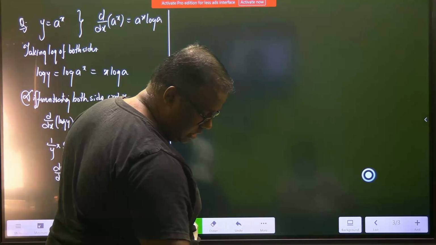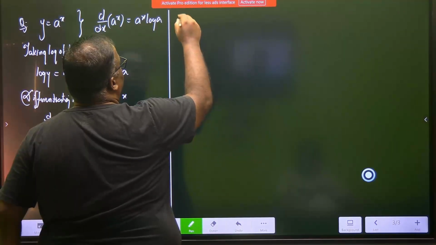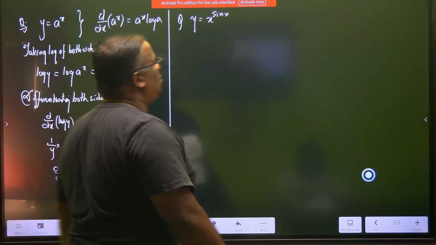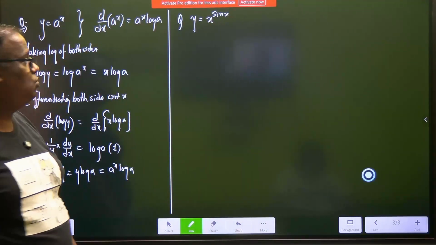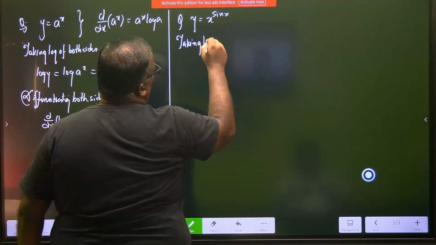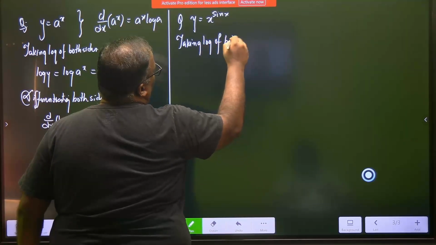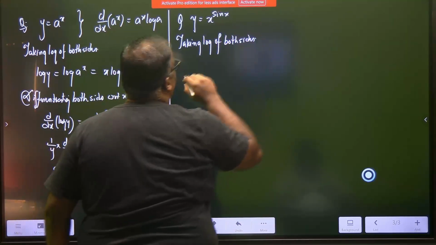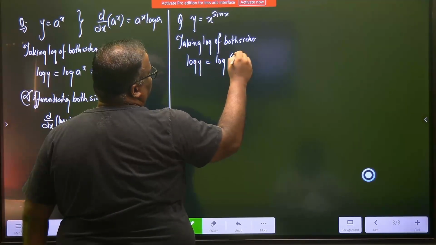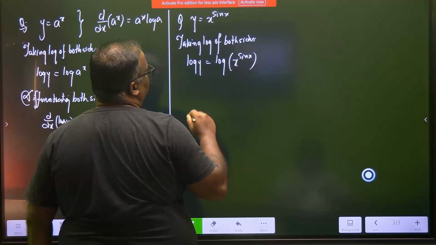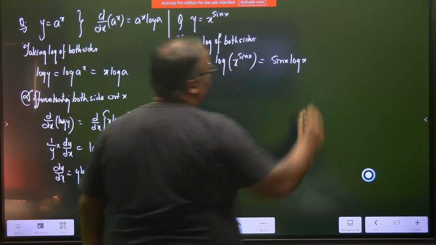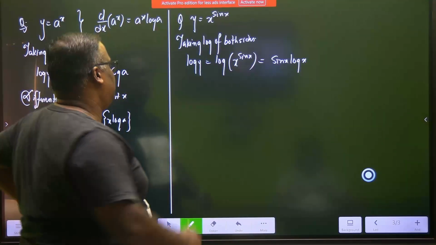Let's see one more. This time our question is y equal to x to the power sine x. Whenever you see to the power and all, it's all a log problem. So we take log of both sides. Taking log of both sides, let's see, what do we get? We get log y is equal to log of x to the power sine x, right? Which can also be written as sine x log x. Clear? Now we differentiate.